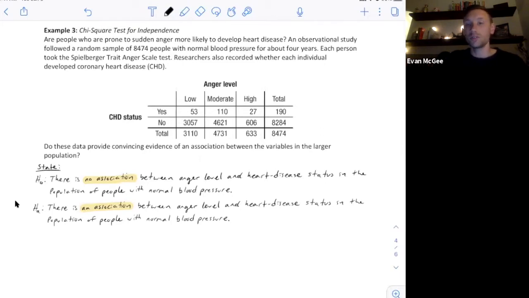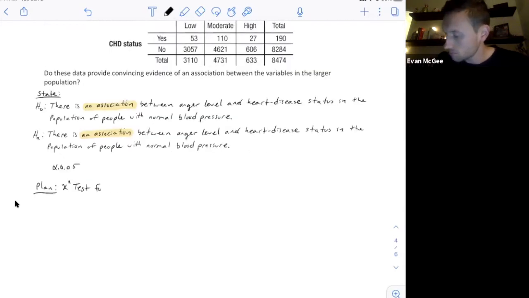So I also want to list what alpha level I want to have here. They haven't given me one, so I'll use an alpha level of 0.05. And then we'll move on to the plan section where we will check the conditions and state the type of inference. So this is a chi-squared test for independence. One more thing about the hypotheses before I move on: it's also okay to say, for the null hypothesis, that anger and heart disease status are independent in the population of people with normal blood pressure. So independent or no association, they both mean the same thing, just worded a little differently.